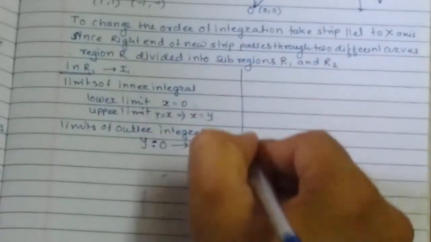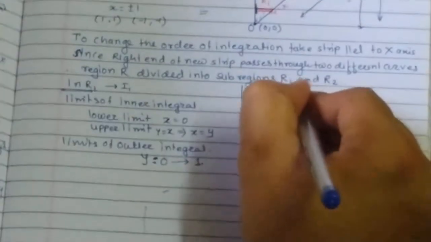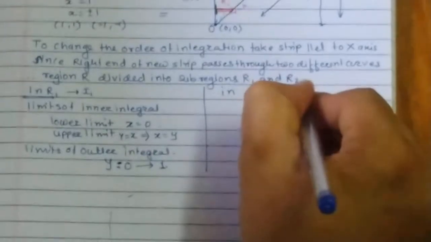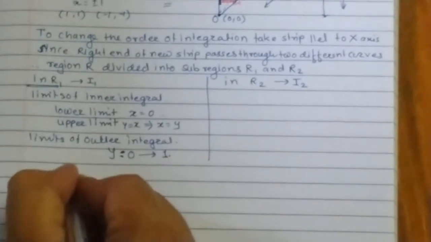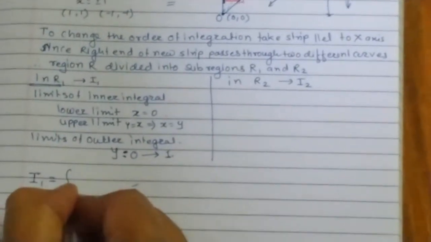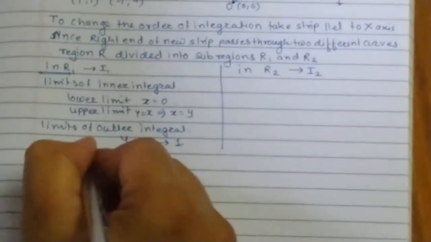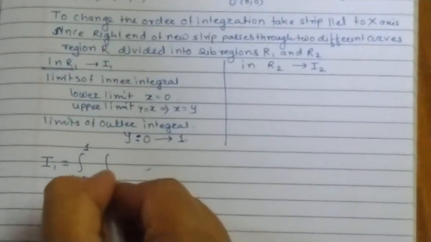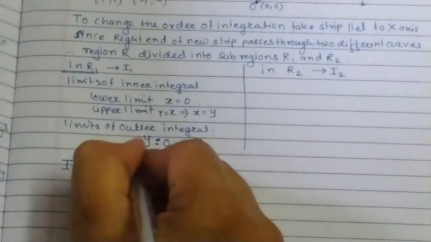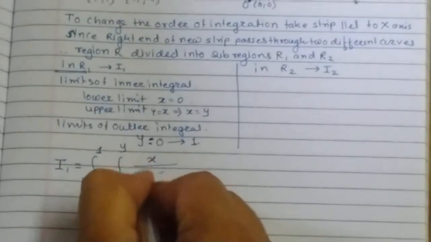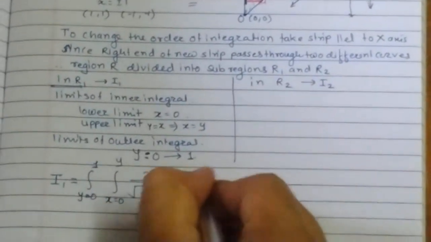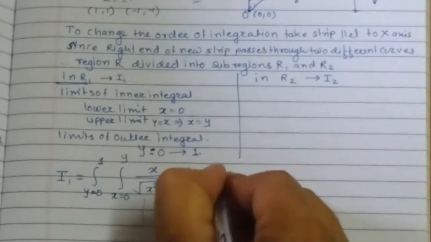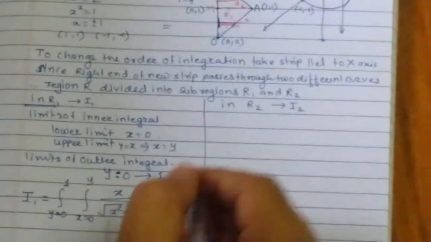Okay. Now in region R2 we get the I2 integral. Just a minute, I will write I1 here first. Therefore I1 is equal to integration from y equals 0 to 1, integration x equals 0 to y, x upon square root of x square plus y square. First integration with respect to x, then integration with respect to y.